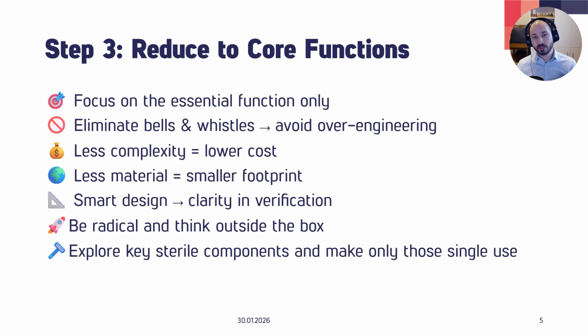Good. Then what you should be doing, when you have figured out what we're solving and what our business model is going to be, is start to reduce the product to the core function. Make a minimal viable product that only has what it needs, and eliminate all bells and whistles, because that avoids over-engineering. Less complexity means less cost. Less material means less footprint. Very easy. Smart design is always clear. This makes the processes easier. It makes it easier to get it approved.